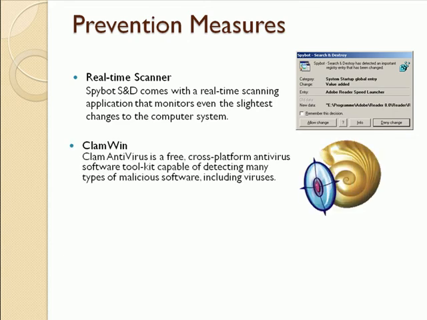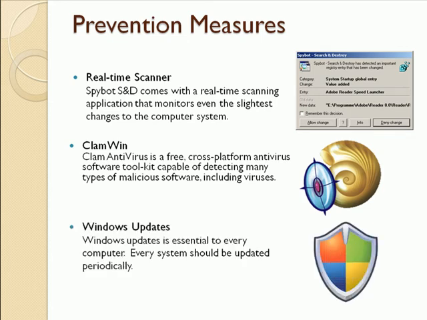ClamWin is a free antivirus software that can be downloaded and installed on a system to scan files for viruses or any kind of malicious software. Windows Updates is included with your Microsoft operating system and is totally essential when troubleshooting a computer, because if it's not updated, it could be missing a patch that is allowing a vulnerability to occur.